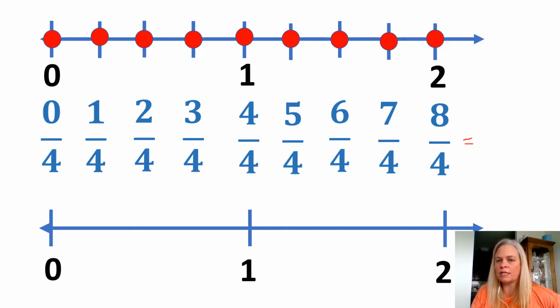So we can also look at this as if I have 8 parts, and I have to share them into 4 plates. You get 2 per plate.